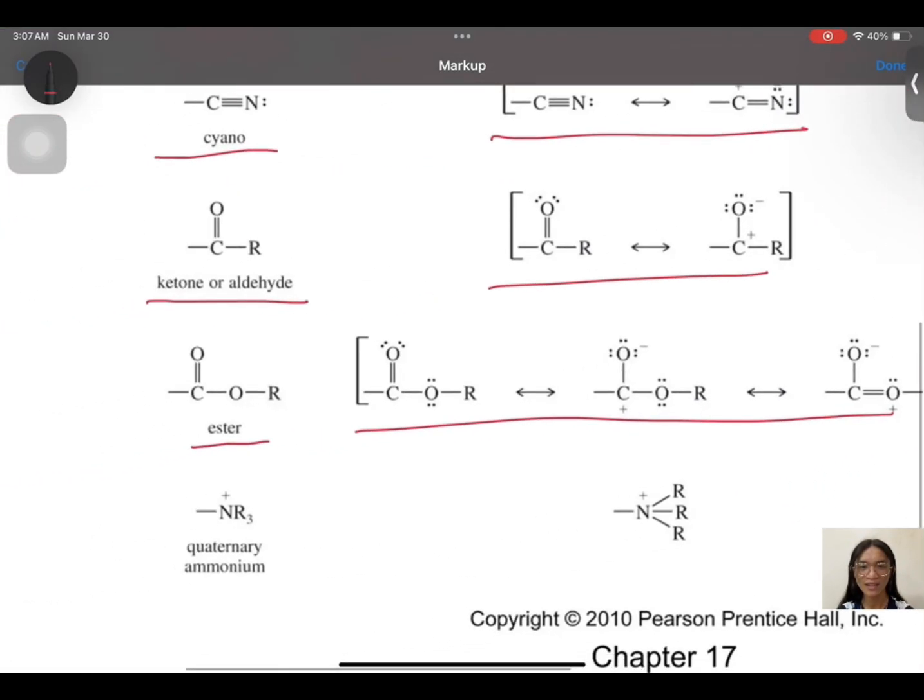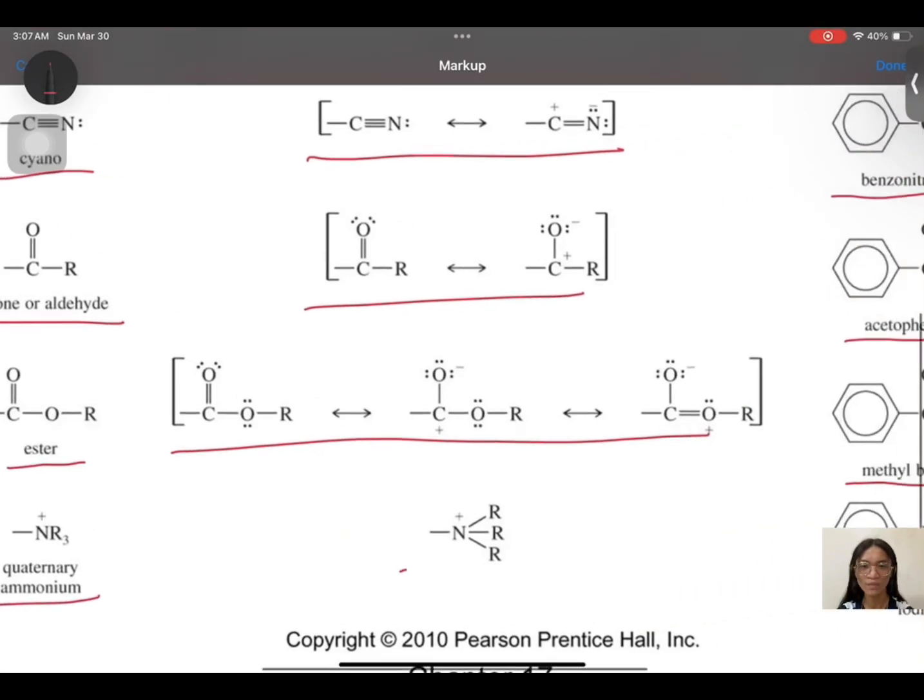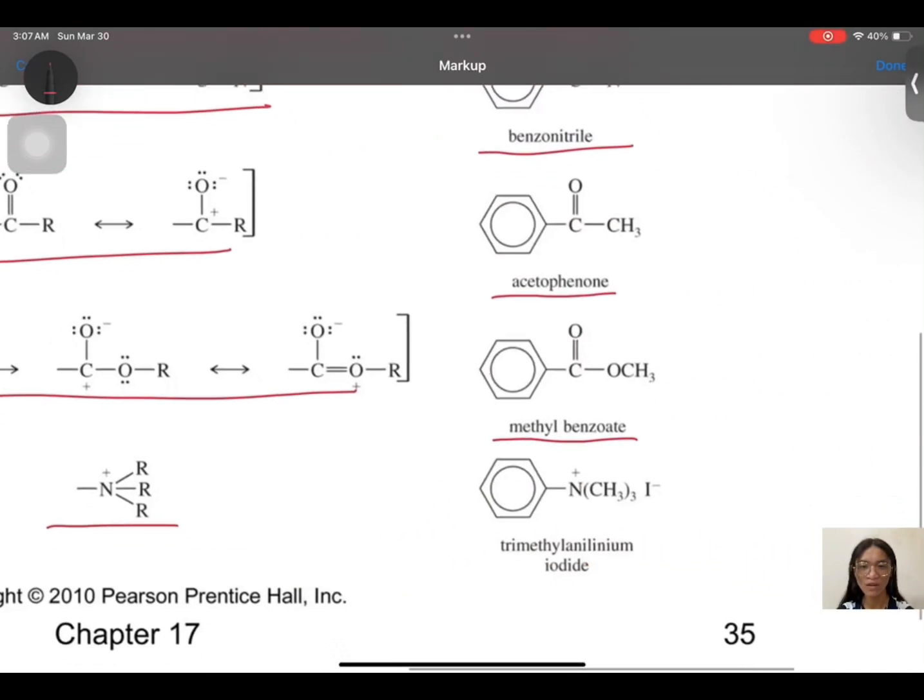Then lastly is the quaternary ammonium. This is the resonance form, and the example is trimethylanilinium iodide.